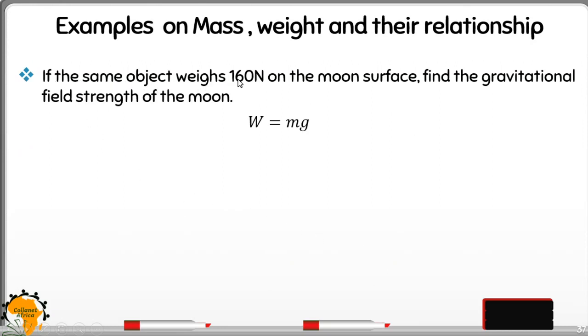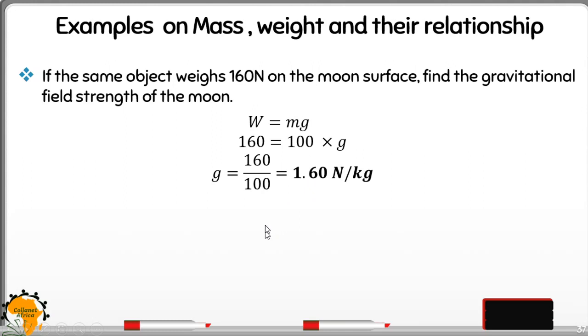So you will move to another example. If the same object weighs 160 Newton on the moon's surface, find the gravitational field strength of the moon. We have calculated the mass and we are given the weight. Therefore, we start with the formula. We substitute the values, that is 160, and the mass is 100, and then we have g. Now to get g, we divide through by 100. So by dividing 160 by 100, the decimal point will move 2 steps. So it becomes 1.60 Newton per kg.